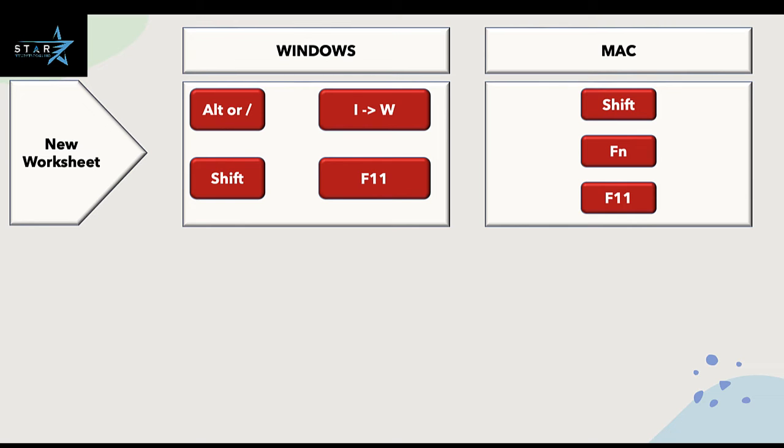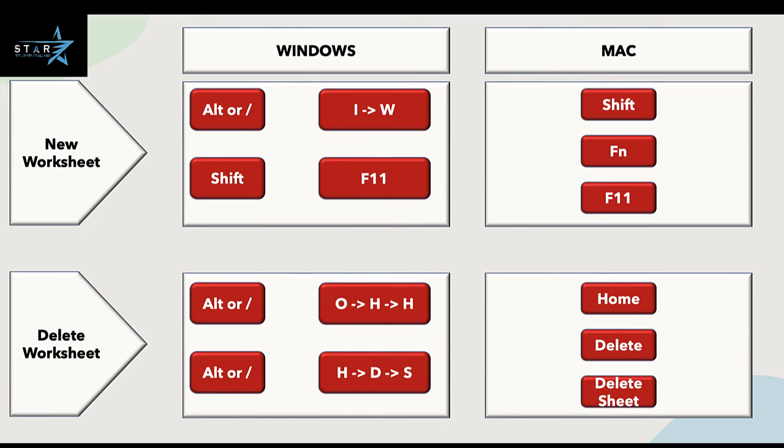Because Mac has two types of keyboard. In one of the keyboards, you can only press the function key after pressing Fn. However, if you have a Mac laptop which doesn't require you to press Fn to make F1, 2, 3, 4 visible, then you can just use Shift F11 and you will be done with the shortcut.